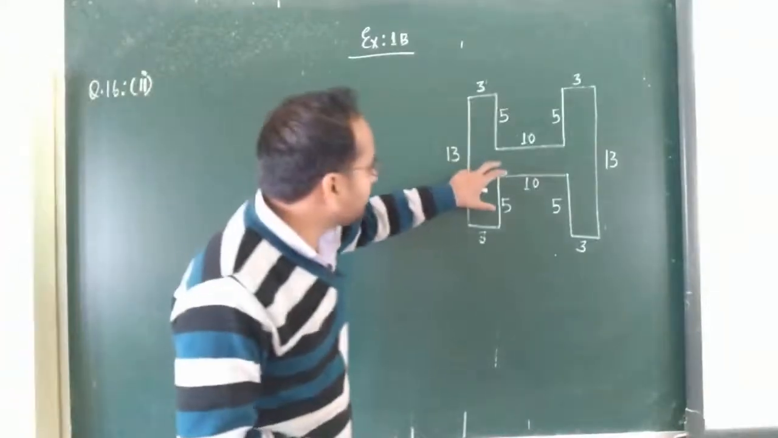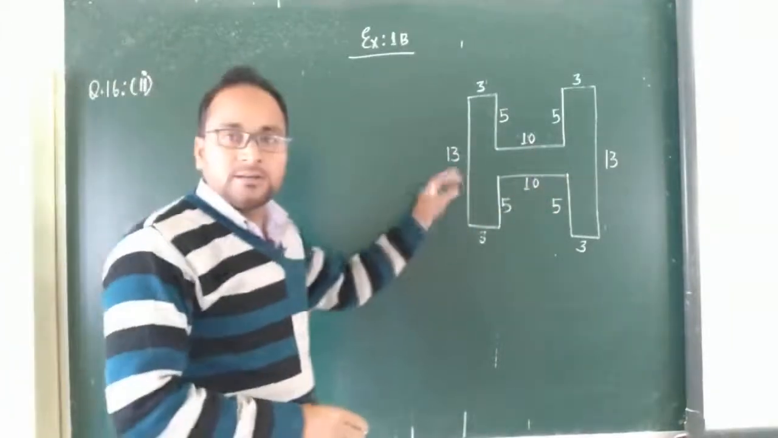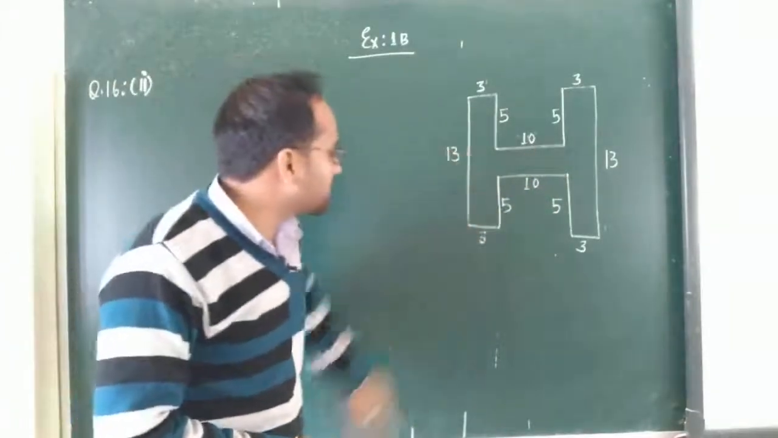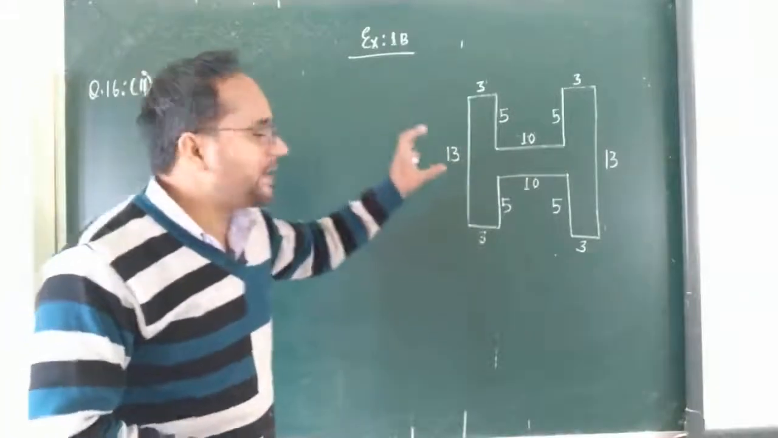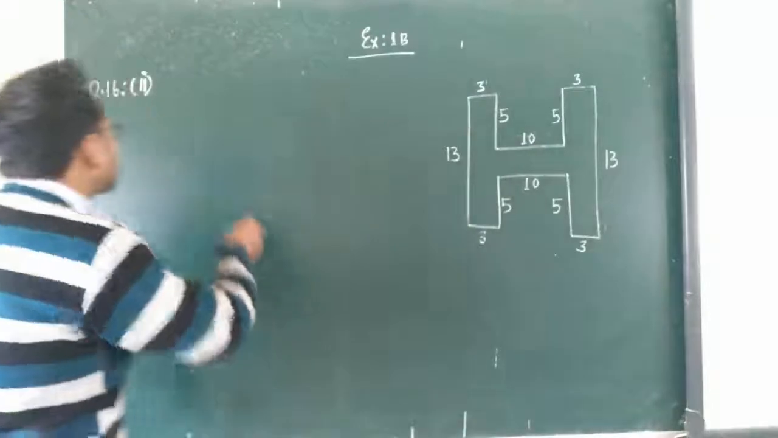Here one figure is given and its dimensions are given. These are in centimeters. First, we need to find the perimeter. Add all the sides, and you will get the perimeter.